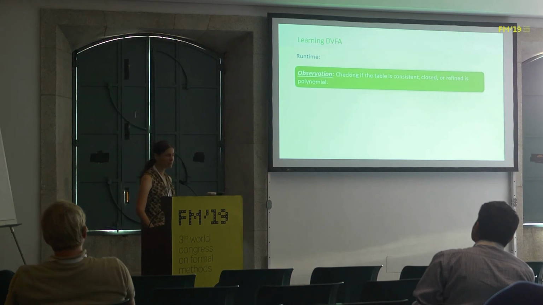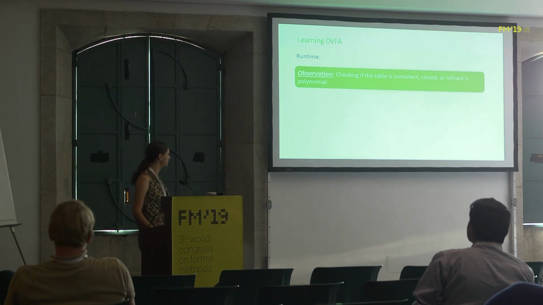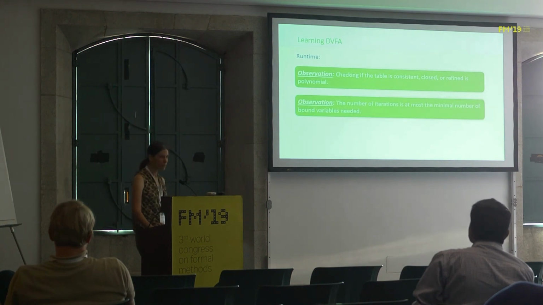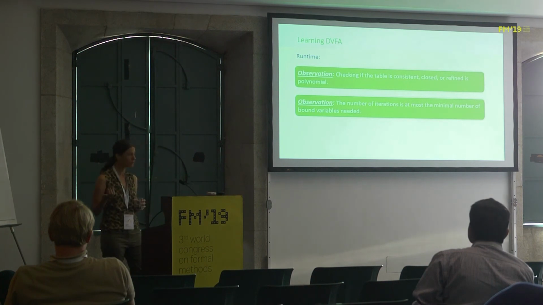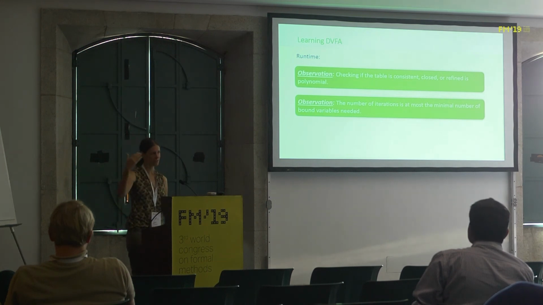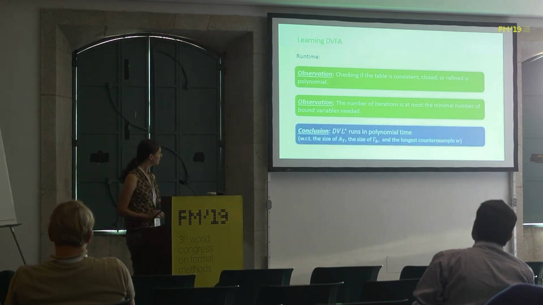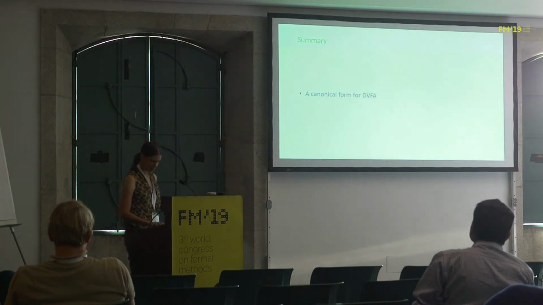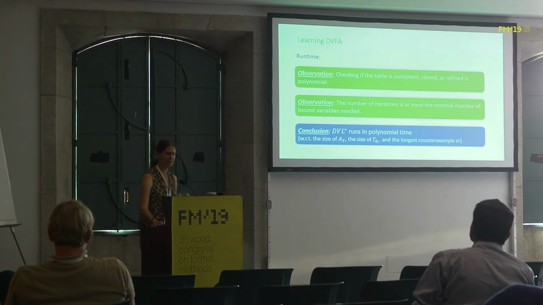Checking whether the table is consistent, closed, and refined is not hard. It's enough to go over the table once and ask enough questions. And the number of iterations that we run for the algorithm is at most the number of minimal variables that we need, because we start a new iteration of the algorithm, we reconstruct the tables, only when we find that we need more variables, and we have already argued that this number of variables does not pass the minimal number of variables. So the conclusion is that the algorithm runs in polynomial time with respect to the size of the automaton that we construct, the size of the alphabet, and the counterexamples that we get from the teacher.